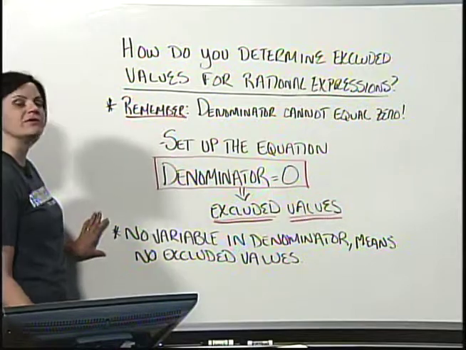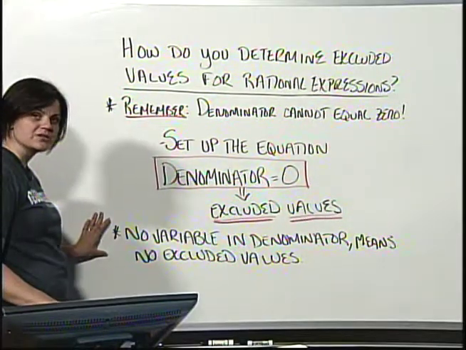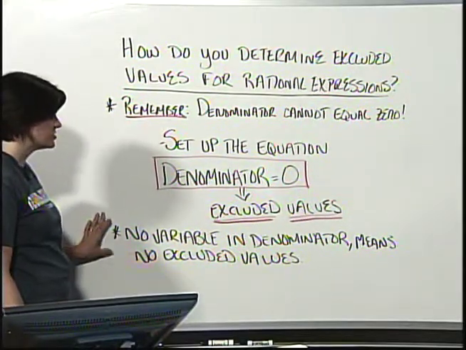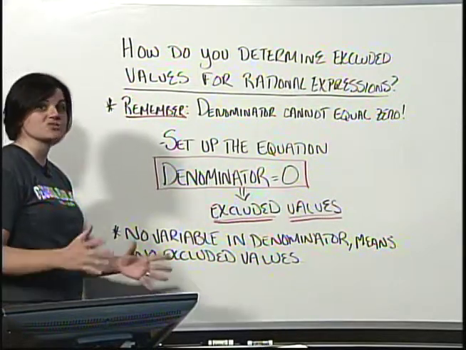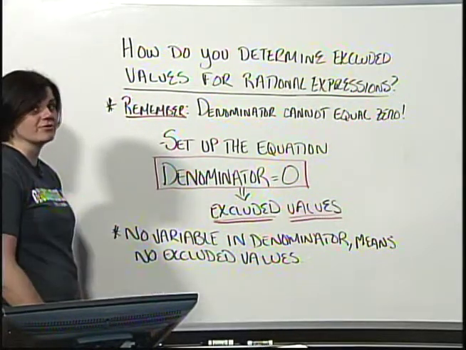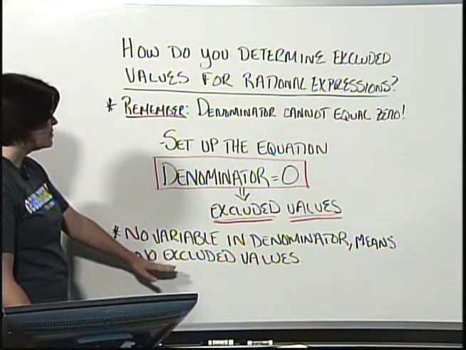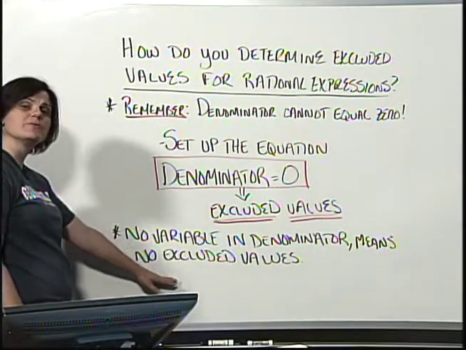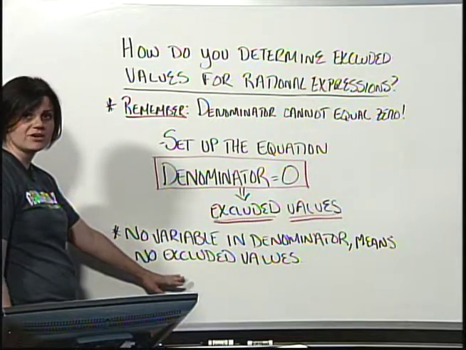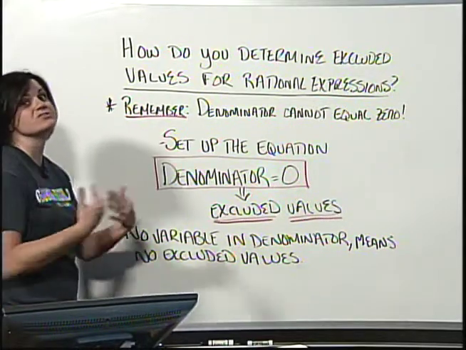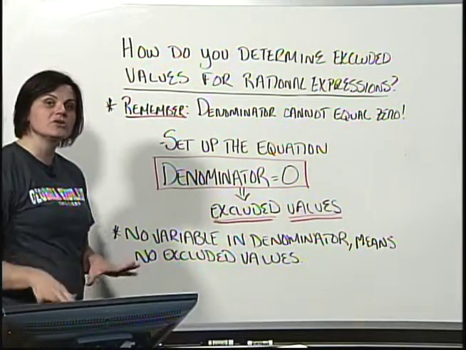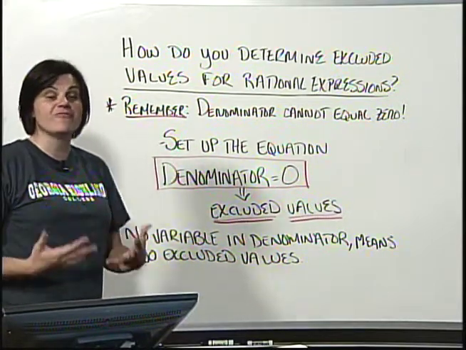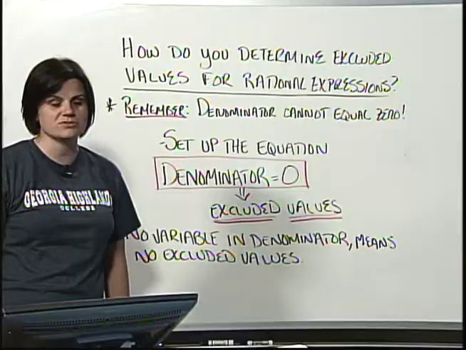Also note that if there are no variables in the denominator of the rational expression, unless there are other situations like square roots and things in the numerator that you have to worry about, it means that you're not going to have any excluded values resulting from the denominator equaling 0. So let's take a look at an example as to how we can find these excluded values.